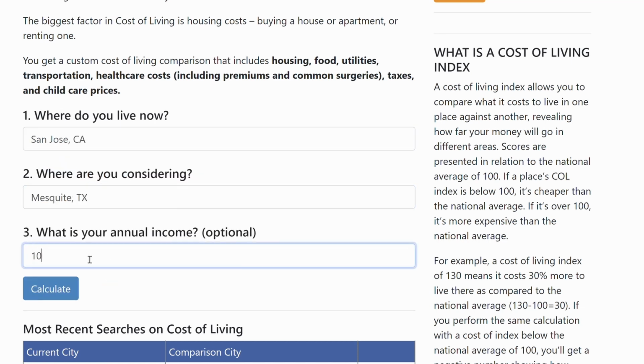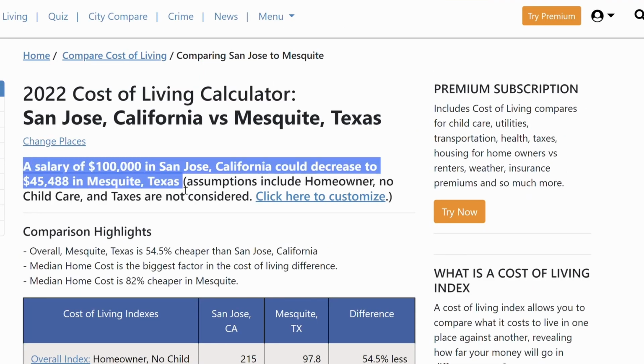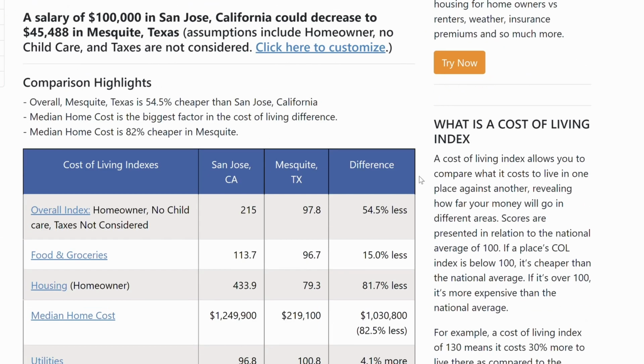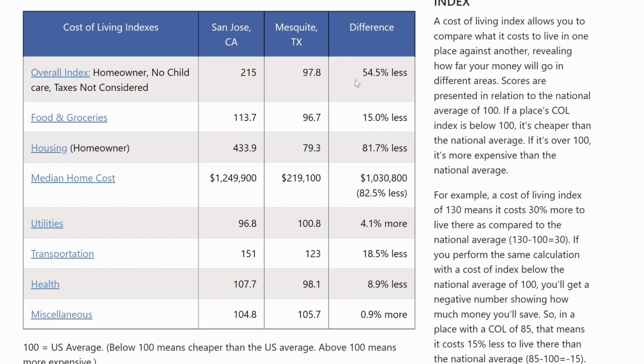Well, if we look at the average cost of living, it says that the average cost of living of San Jose is $215 versus $97.8 for Mesquite, Texas. That is a 54.5% decrease in the cost of living on average, with housing being the biggest difference. So housing in San Jose, California is so high that it is driving up the cost of living on average very, very high along with it. Now let's take this and see how you can apply it to your own retirement plan.